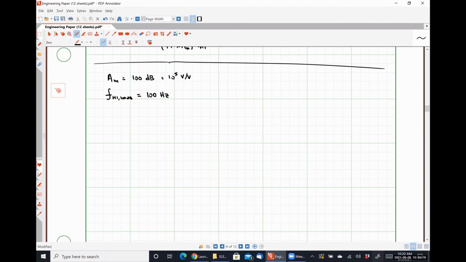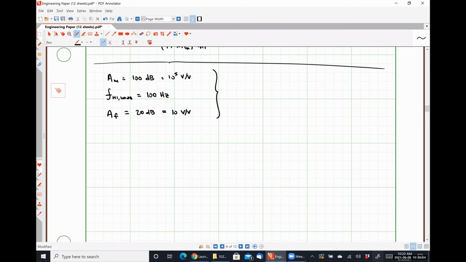We want to know what amount of feedback and what feedback factor is required to get a DC closed loop gain of 20 decibels. So that means that our A_F is 20 decibels, which is 10 volts per volt on a linear scale. And we want to know what the bandwidth of our new configuration is, okay?